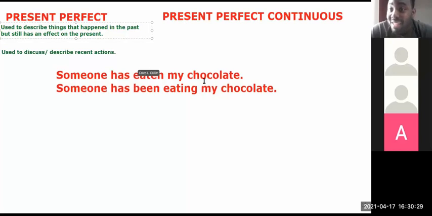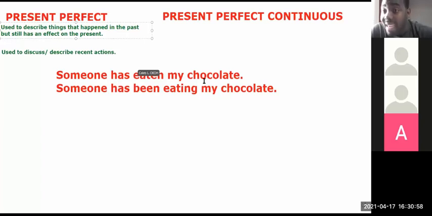If I say someone ate my chocolate, I have to be specific. I have to say someone ate my chocolate 2 days ago, 3 years ago, 5 months ago, 2 minutes ago. I have to be very specific. If I'm not specific, I cannot use the past simple tense. But if I use the present perfect tense, it means it's a recent action.